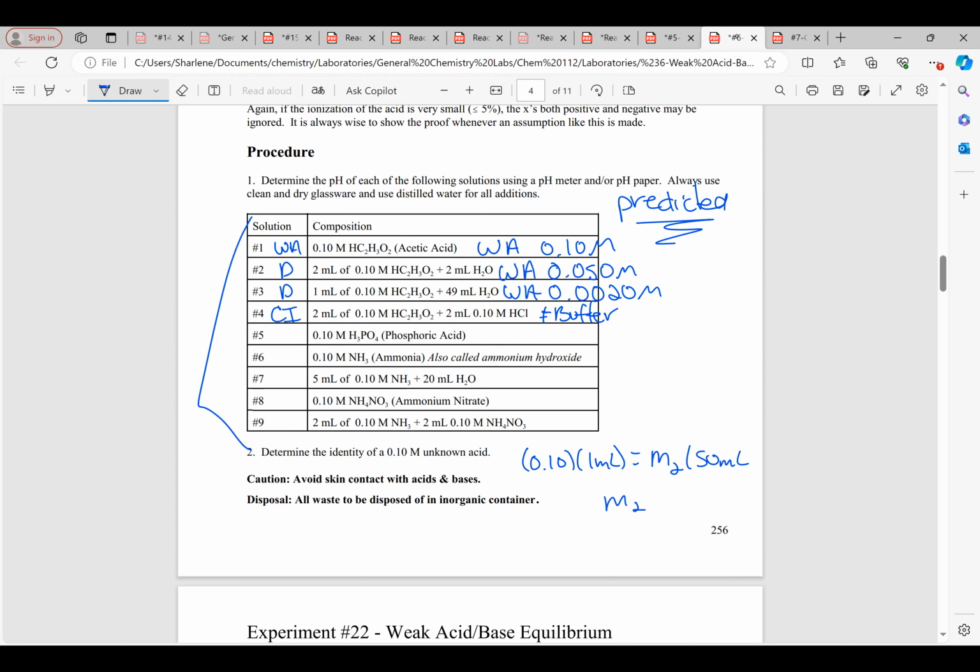Okay. Phosphoric acid is just a weak acid. Ammonia is just a weak base. Nothing's added to those. 5 milliliters of ammonia and 20 milliliters of water. That is still a weak base, but it has been diluted. And so we need the concentration. So 0.1 times 5, over 25. So that new dilution is 0.02 molar.